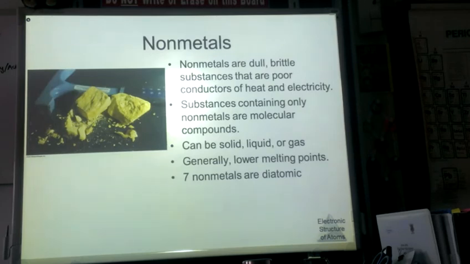Nonmetals are dull, they're brittle for the most part. They're also poor conductors of heat and electricity. Nonmetals typically will form molecular compounds, and we know they could be solids, liquids, or gases. As we move towards halogens and noble gases, we get into more of the gas state of matter. We have 7 nonmetals that are diatomic, and generally nonmetals have low melting points because they're really just held together by covalent bonds or really weak intermolecular forces. So it's not as hard to overcome that type of Coulombic attraction holding them together.